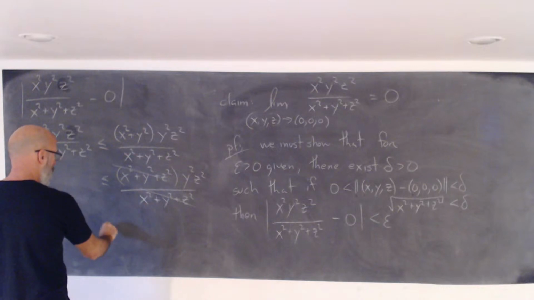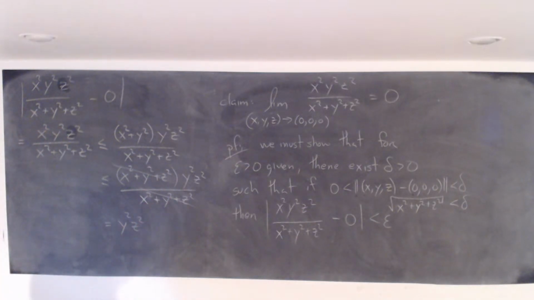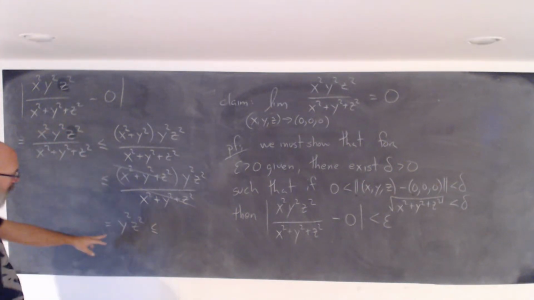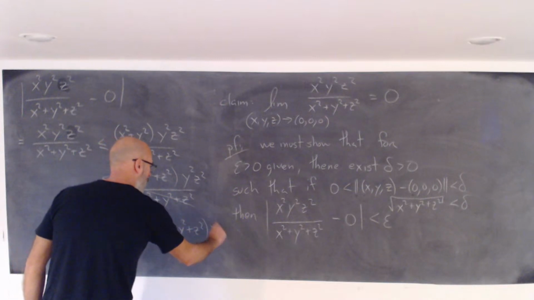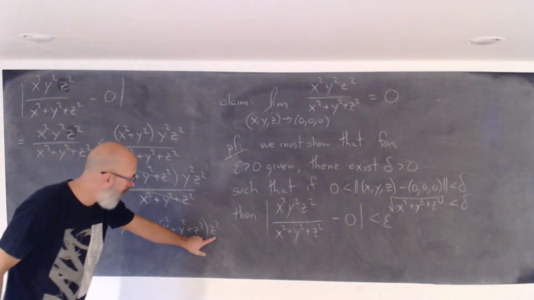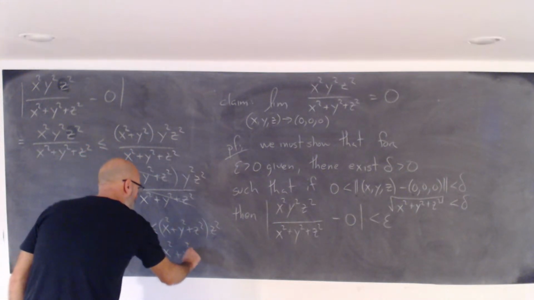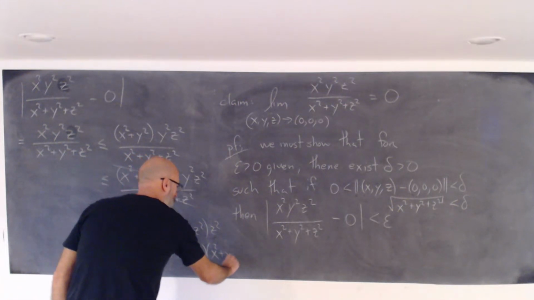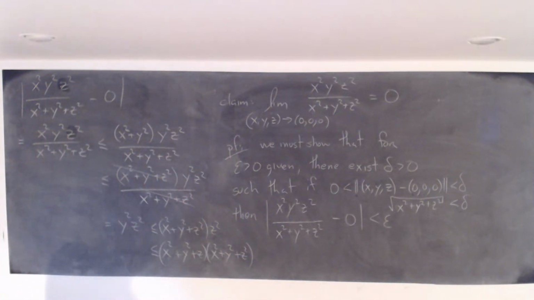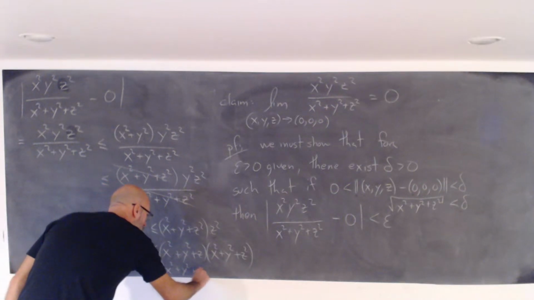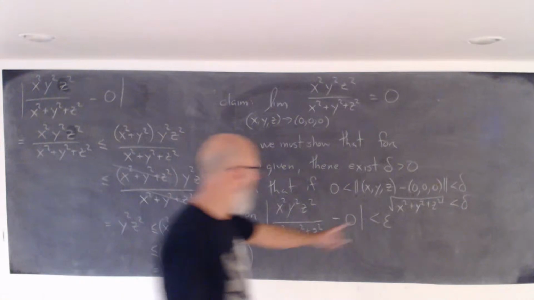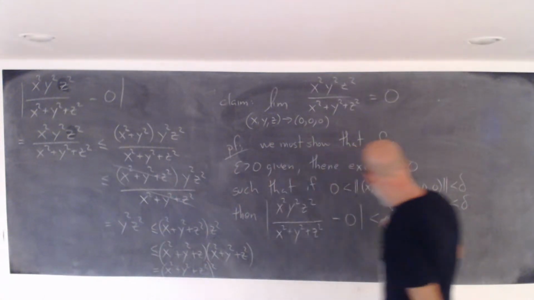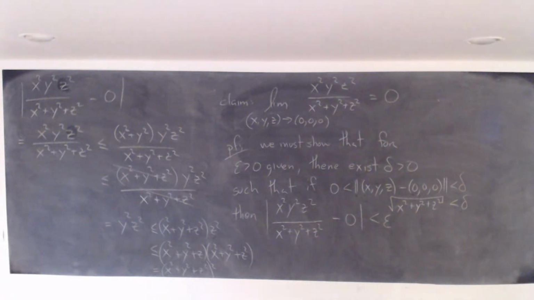So now we're left with y squared z squared, which is, by the same idea, this y squared is less than x squared plus y squared plus z squared. And this z squared is less than x squared plus y squared plus z squared. So we get x squared plus y squared plus z squared all squared. So now you see what's going to happen. The square root of that is less than delta. But we have this thing to the power 4.